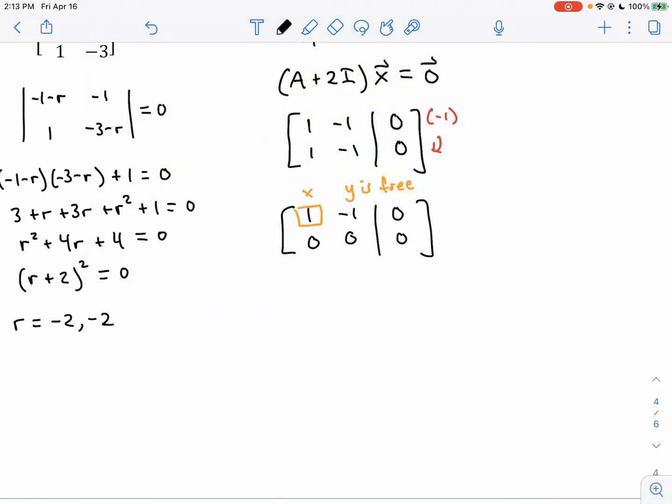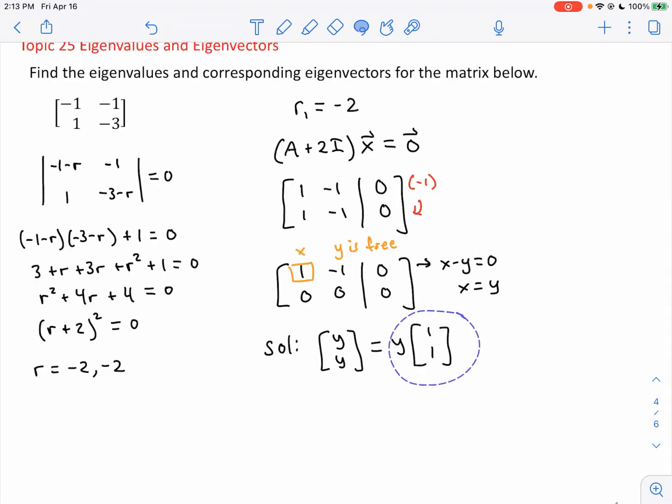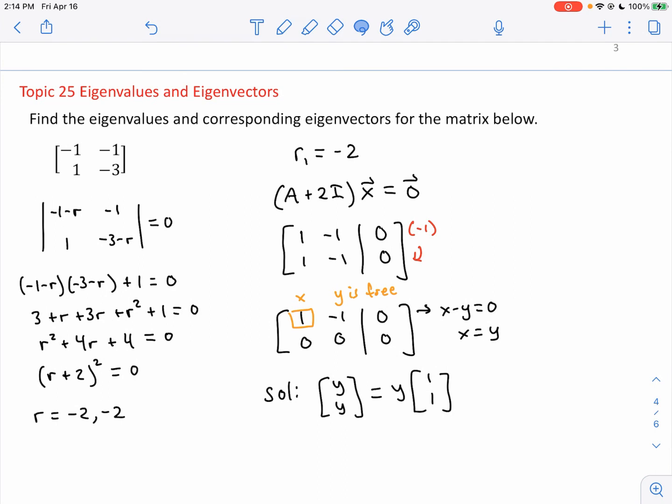The first equation tells us that x minus y is equal to 0, so x has to be equal to y. So once again, our solution, similar to the previous matrix we just did, is of the form x is y, and y is free. y could be anything. So any multiple of (1, 1). These are the eigenvectors. There's infinitely many. All multiples of (1, 1) correspond to the eigenvalue of negative 2. And that's all we can do for this one.